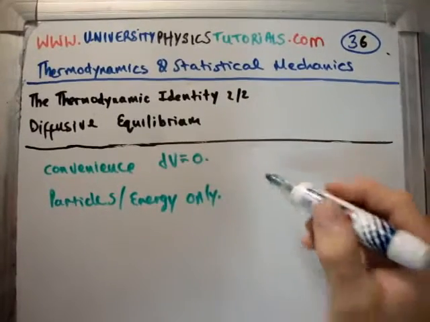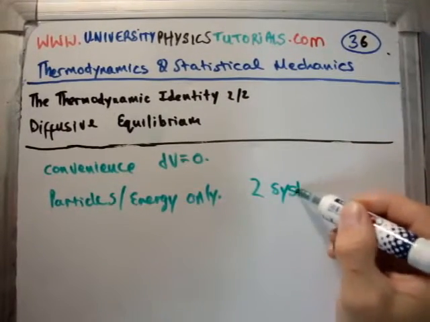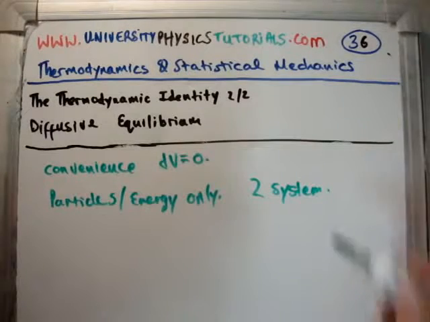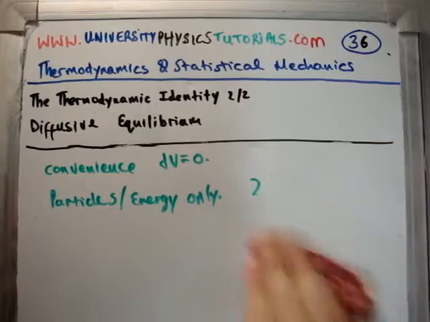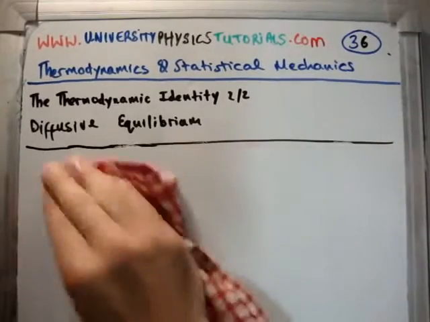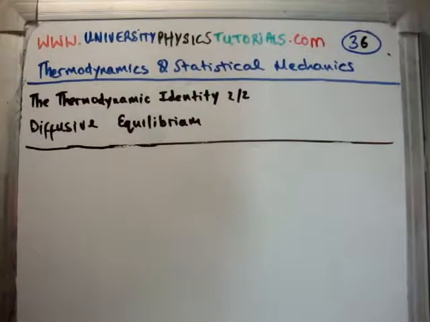Okay, and what we're going to have is two systems, just like we did in video number 5. So what we're going to do is bring two systems together and see what they do in order to come into diffusive equilibrium, so when there is no longer an exchange of particles between the two systems.